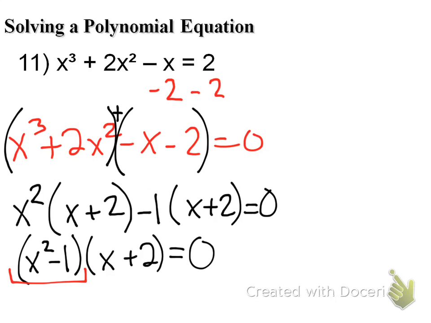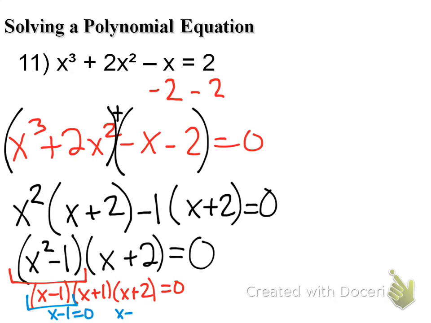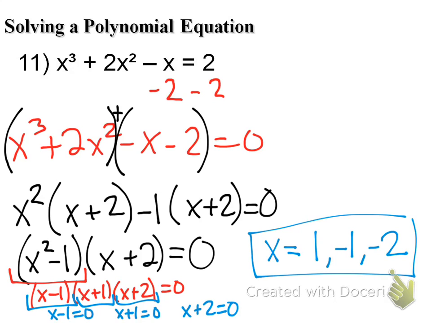Yeah, difference of 2 squares up front. So I have x minus 1. I have x plus 1. I have x plus 2. All equal to 0. Now we can use what we know about the zero product property. So x minus 1 equals 0. X plus 1 equals 0. And x plus 2 equals 0. When you solve those, I am coming up with 1 as a solution, negative 1 as a solution, and negative 2 as a solution. Again, exponent of 3, 3 solutions, we're good.